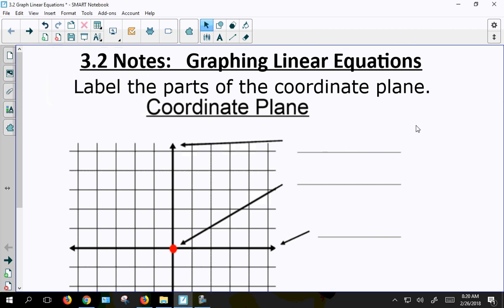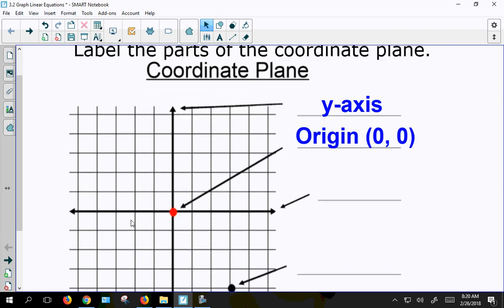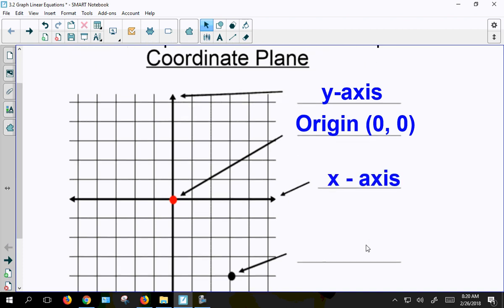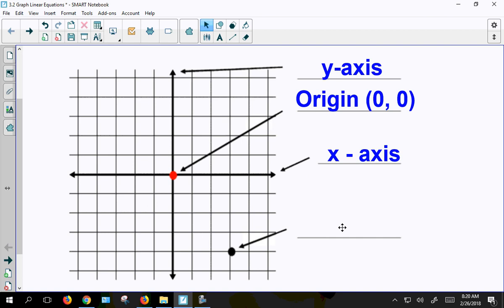Okay, so we need to understand that this right here, this vertical line is called the y-axis. That's the y-axis. The center point in the middle is called the origin. That is 0, 0. And then, of course, the horizontal line is the x-axis. And this is probably one of the most important ones. This right here is a point. And when we are trying to identify a point, it's like the 0, 0 here. X is first, y is second.